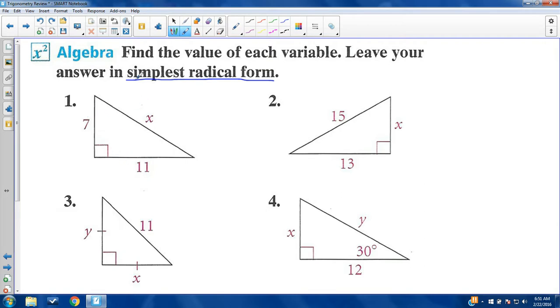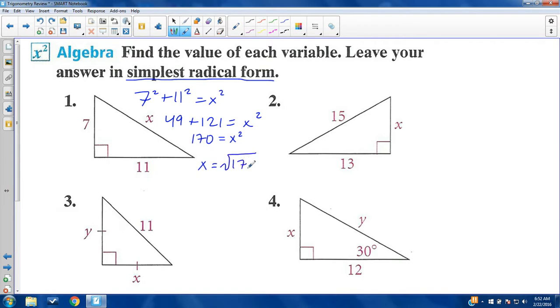We have 7, 11, and x. This is a right triangle where the hypotenuse here is c and the legs are a and b. It doesn't matter which one you determine to be a and b as long as these are the legs. And we figure it out using a squared plus b squared equals c squared. So in simplifying it, you actually expand those squares and then you add them up and you get 170, I do believe. Now we're going to take the square root of it. So x is the square root of 170.